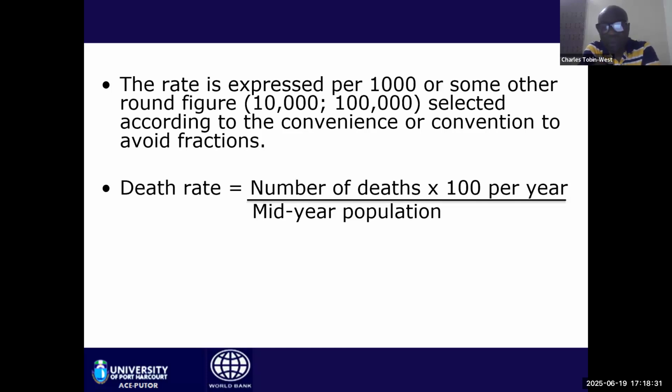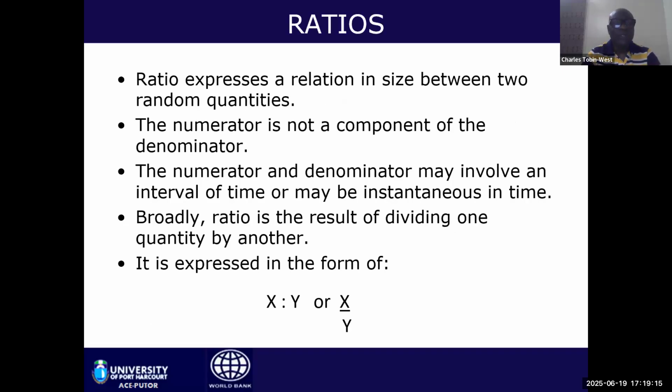Because round figures, maybe death rate will talk about the number of deaths over the mid-year population times 100 per year. It can be times 1,000 per year. It can be times 10,000 per year, depending on how you want to express it. But the important thing is that they should be round numbers, not per 104 or per 1,005. No, it's not like that. Okay, so we have different rates.